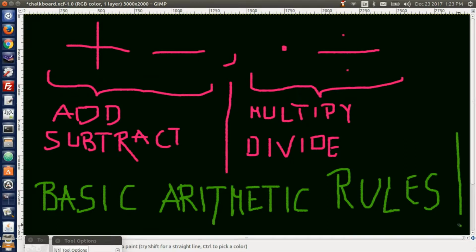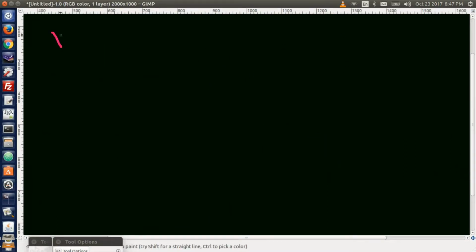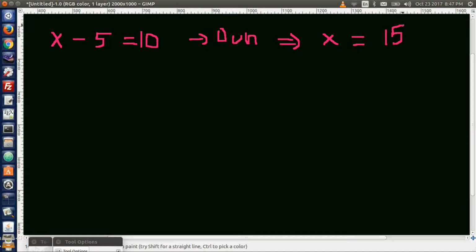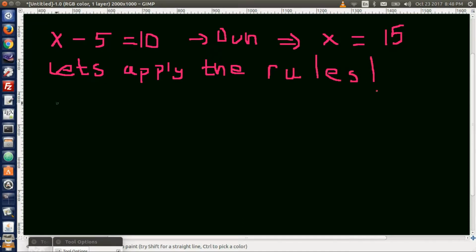Okay, let's start with an example right away. Let's say we have x minus 5 is equal to 10. So what is x here? Well, intuitively, you can figure out that x must here be 15, because 15 minus 5 is 10. But let's apply those arithmetic rules, and we're going to solve it algebraically.